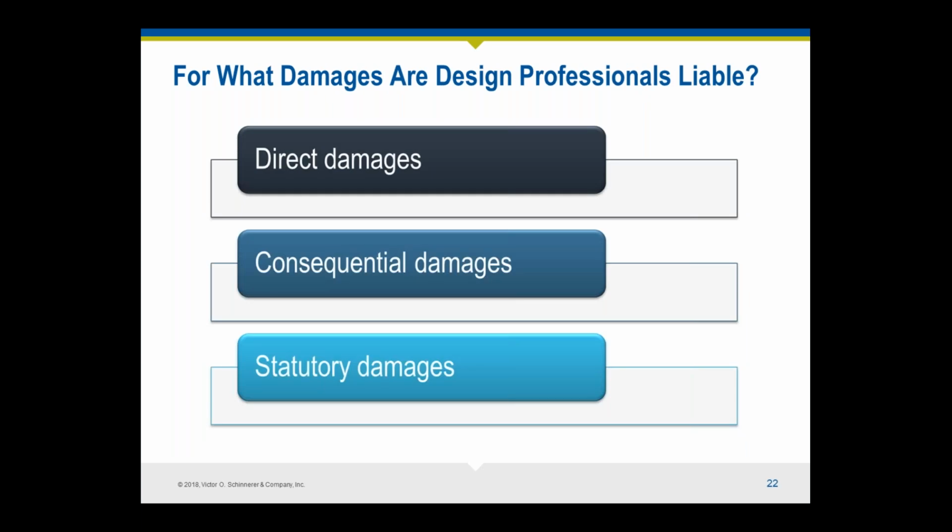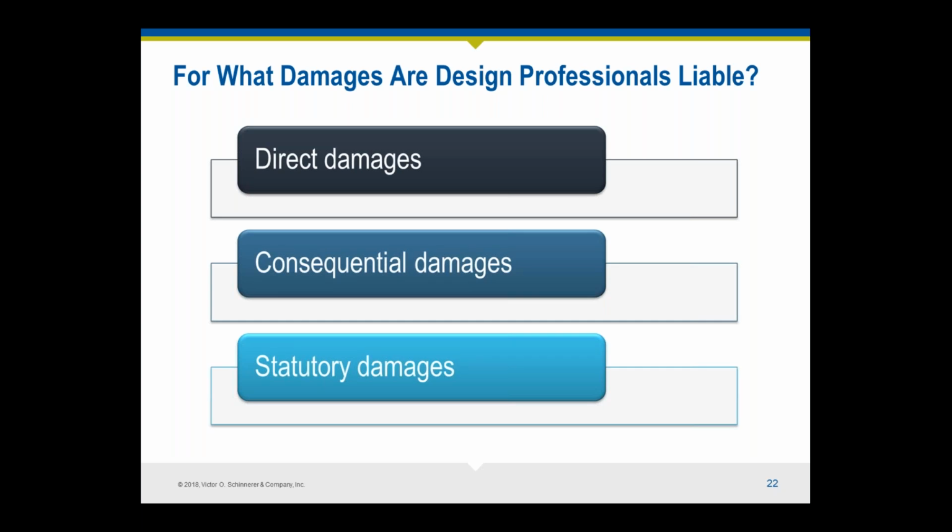What damages are design professionals liable for? And the damage type depends on the theory of liability that's alleged. But basically, there are three types of damages. There's what we call direct damages, and that's, for example, bodily injury or property damage. You design an office building and a manufacturing plant or whatever, and the roof starts leaking. The direct damages there would be the cost of repairing the roof so that it no longer leaks.